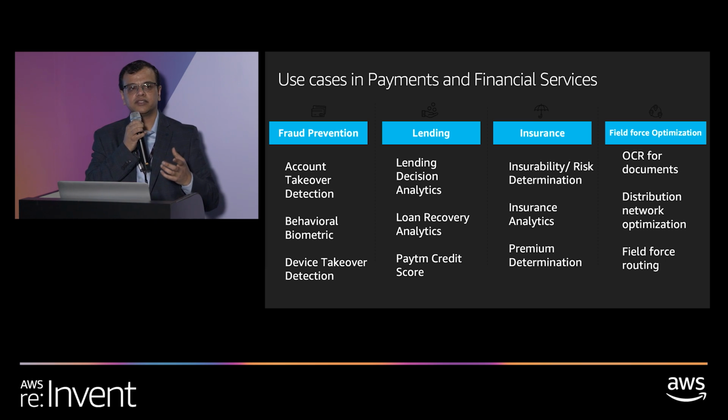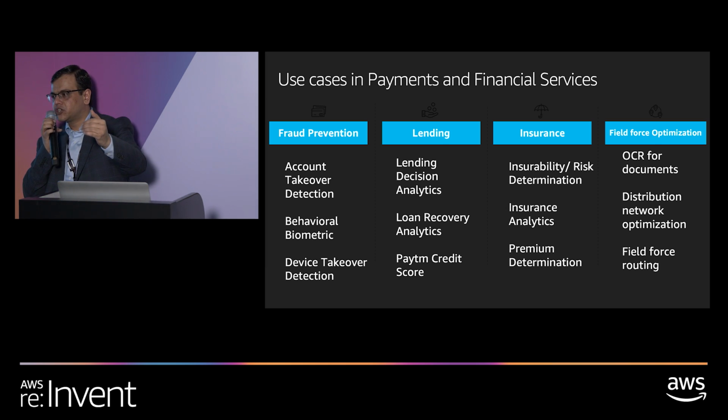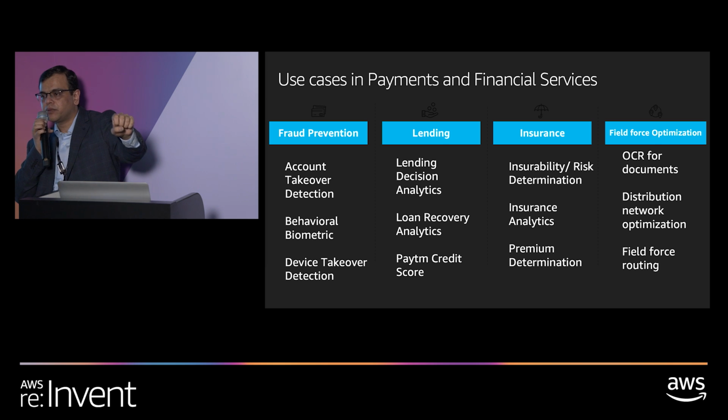We are doing similar things on the insurance side, where we are doing premium determination. So if it's a bus ticket that we are insuring, how do we make sure that we are charging the customer the right amount? Or we are saying that this customer has a very high likelihood of cancellation, so what should be the right premium for them?